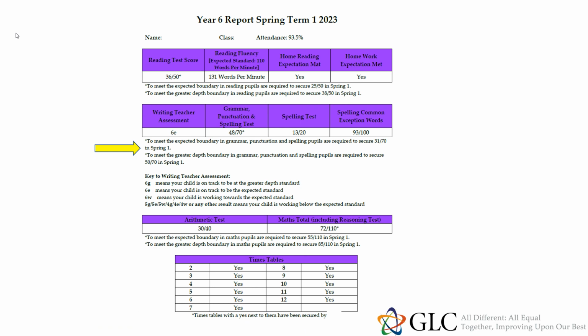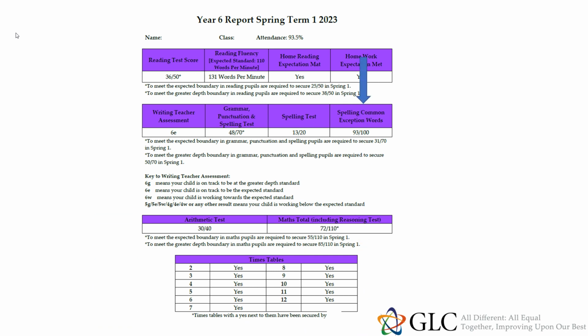To meet the expected boundary in grammar, punctuation, and spelling, pupils are required to secure 31 out of 70 in Spring 1. To meet the greater depth boundary in grammar, punctuation, and spelling, pupils are required to secure 50 out of 70 in Spring 1. The pass mark increases each term to reflect that the children will have been taught more content as the year progresses.